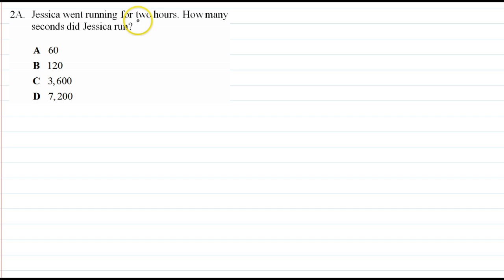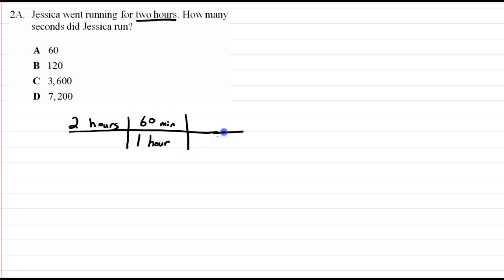Jessica went running for 2 hours. How many seconds did Jessica run? And so we're just going to start by writing 2 hours. And what we're going to do is make a conversion table. We need to convert hours into seconds. Now, you may not know the conversion from hours to seconds, but you probably know that 1 hour is equal to how many minutes? 60 minutes.